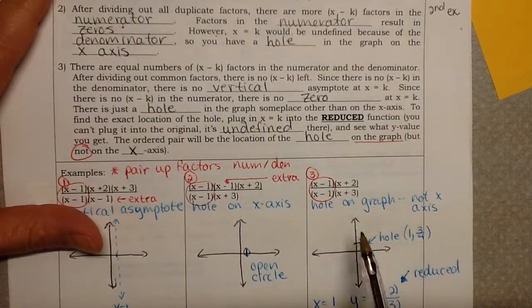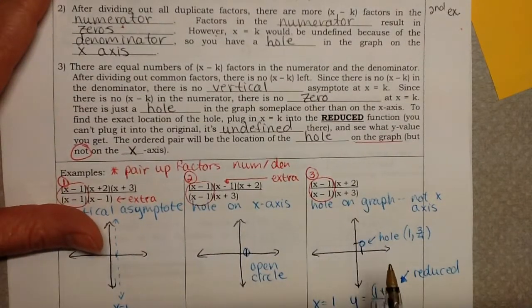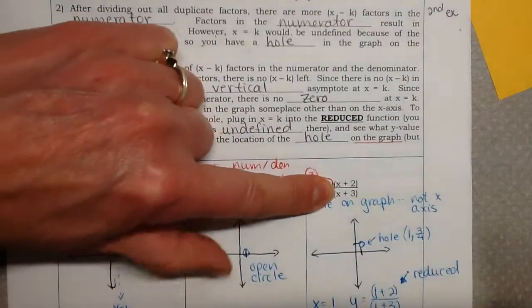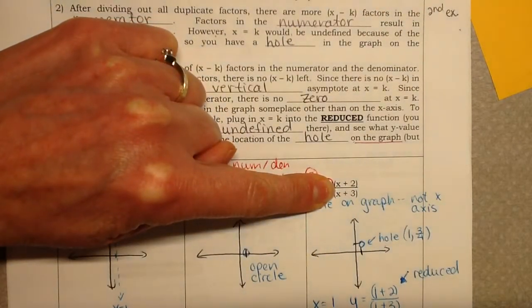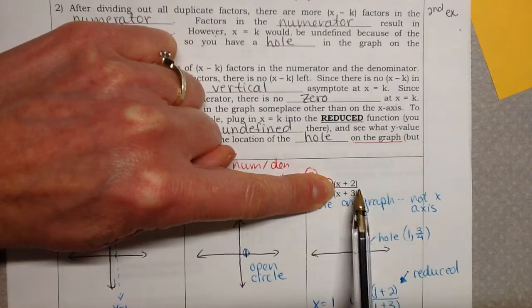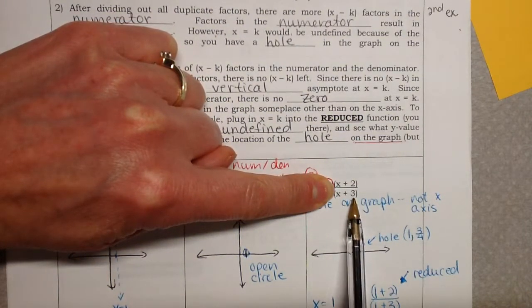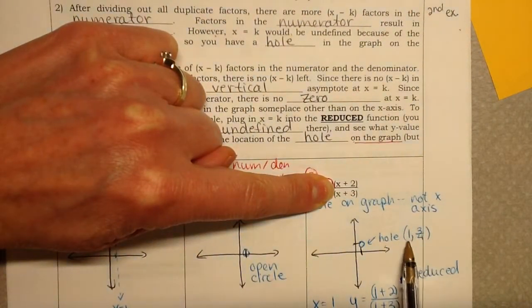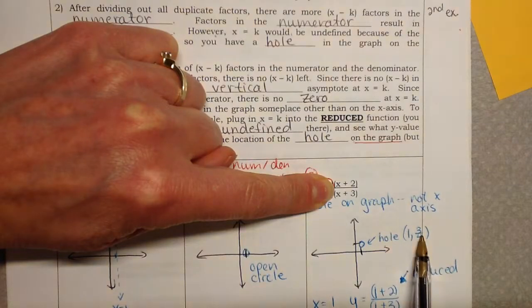So that's what we have right here. We're using the value x equals 1, substituting into the reduced rational expression. When we do that, this is going to be 1 plus 2, which is 3, over 1 plus 3, which is 4. So our hole is going to be at 1 for the x coordinate and 3/4 for the y coordinate.